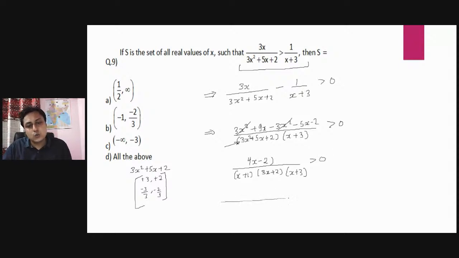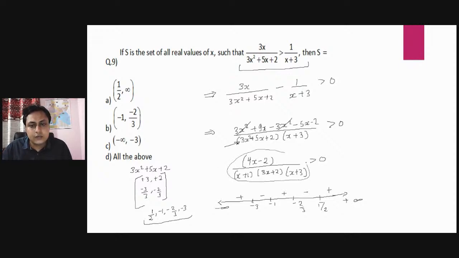Now use the wavy curve method to get the range of x. When you apply the wavy curve method, the critical points are: 4x minus 2 equals 0, meaning x equals 1 by 2. So the critical points are 1 by 2, minus 1, minus 2 by 3, and minus 3. Arrange these critical points on the number line, from minus infinity to plus infinity. The smallest value here is minus 3, then minus 1, then minus 2 by 3, and last 1 by 2. Now I am applying the wavy curve method. Start from the extreme right side with a positive sign, and change the sign in each next interval: positive, negative, positive, negative, positive. We need the value to be greater than 0, so consider only greater than 0, not equal to 0. So you have to consider the positive regions.